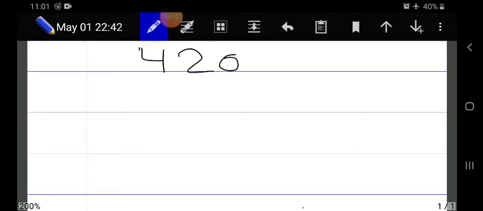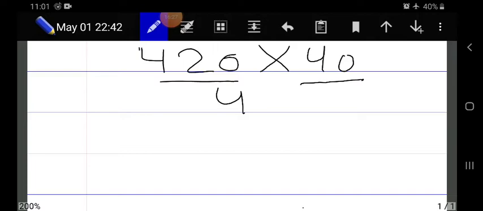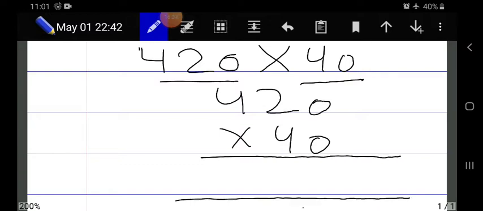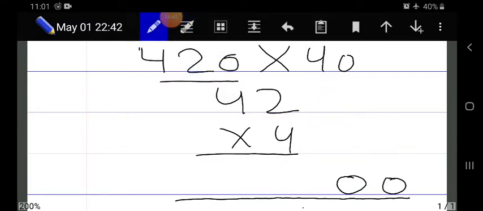Suppose you are having the number 420 multiply by 40. So these two are the big numbers. You will write 420 multiply by 40. How many zeros are here? Two zeros are here. So we are going to simply put these two zeros here. You will not mark the zero, you will not circle that. I am just telling you to circle it for making you understand.